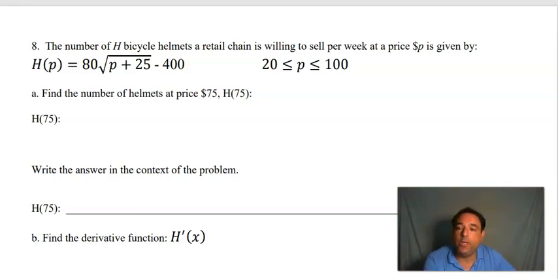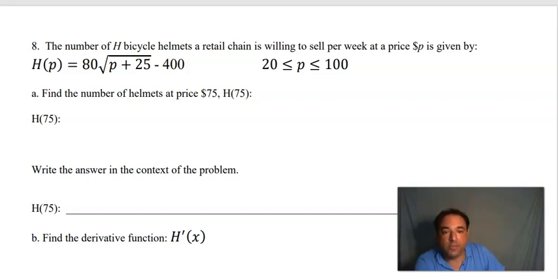So in number 8, we're going to apply the chain rule. The number of bicycle helmets a retail chain is willing to sell per week at a price P is given by H(P) equals 80 square root of P plus 25 minus 400, where P, the price, needs to be between $20 and $100.